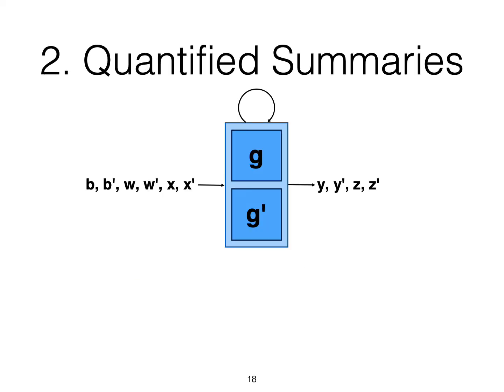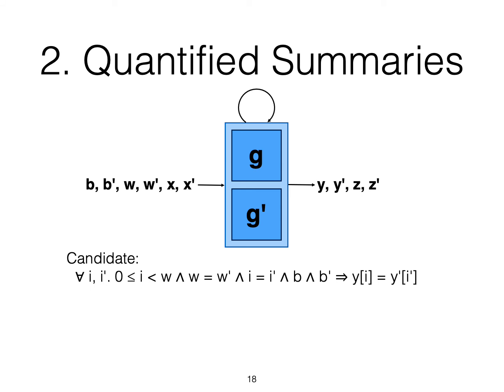We can now talk about generating quantified summaries. As I mentioned before, these are tailored for arrays, so in this case, let's assume that y and y prime are arrays. A possible candidate that we would generate is something like this, and again, I'll highlight the important parts of this candidate. The first part is the quantified variables. These variables are going to be used later as array indices. The next part is the range formula. The range formula restricts the values that the array index can take on.